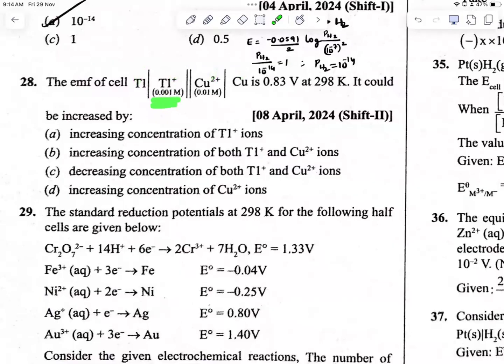So next, thallium to thallium plus and copper 2 plus to copper. If you notice, thallium to thallium plus and copper 2 plus to copper is given, and it is increasing the concentration of Tl plus. Of course it will be increasing the concentration of Tl plus ions over time. Options: increasing concentration of Tl plus and Cu2 plus ions; decreasing concentration of this one and increasing concentration of Cu2 plus ions.